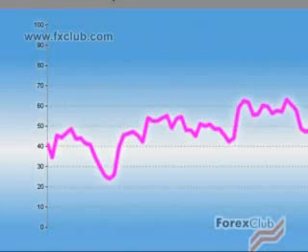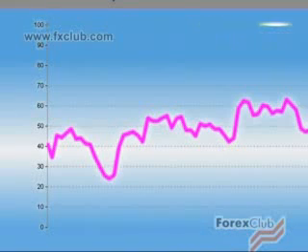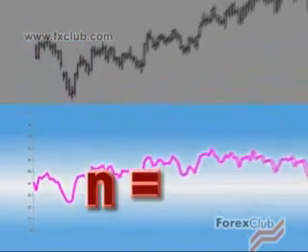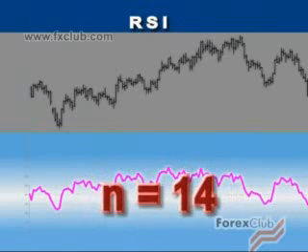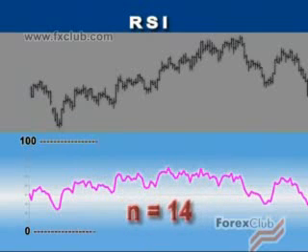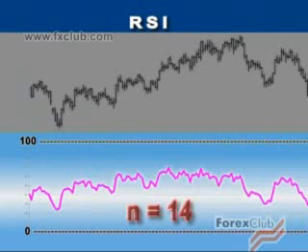Take a look at RSI. Its minimal value equals 0 and its maximum is 100. Its inventor suggested using a time period of 14 for daily charts. It should be noted that RSI almost never reaches its extreme values of 0 or 100 if n is equal to or greater than 14.